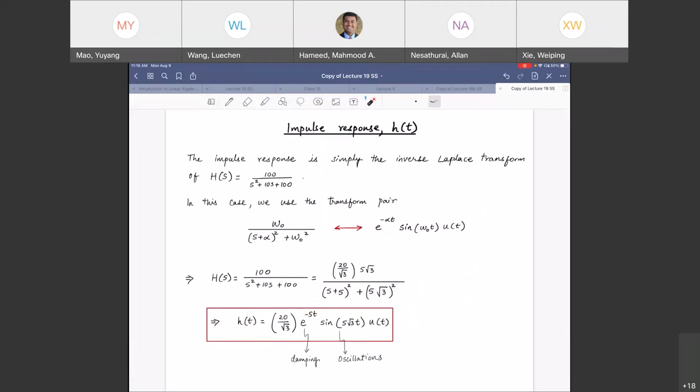Now, how can this change? Your H of s that is given to you may not be in a very standard form, right? So you might have to manipulate it or do some partial fraction to make it into that standard form, and then you can use the standard results.